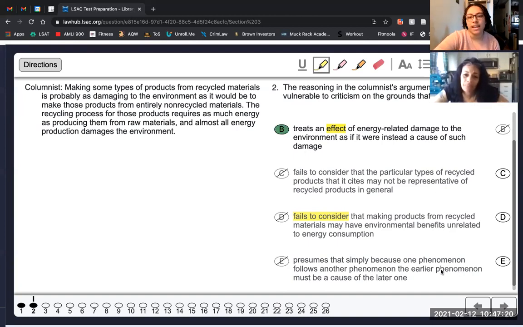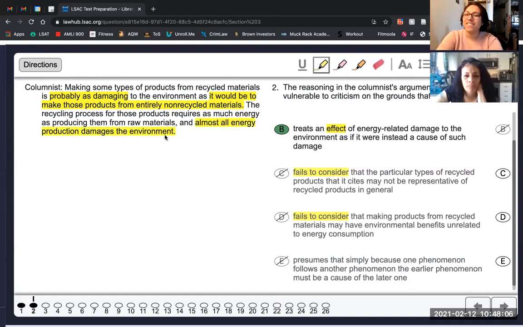Okay. So it's not quite it. And it's interesting: you said with D, fails to consider, that's why you eliminated it. But with flaw questions, we're asking ourselves, what's the conclusion? How do they get to it with their reasoning? Do we like it? If they're telling us it's vulnerable to criticism, there's a flaw in there. They're saying making types of products from recycled materials is probably as damaging as making them from non-recycled materials, because recycling takes just as much energy as making new products from raw materials, and almost all energy production damages the environment. So they're leaving some things out.